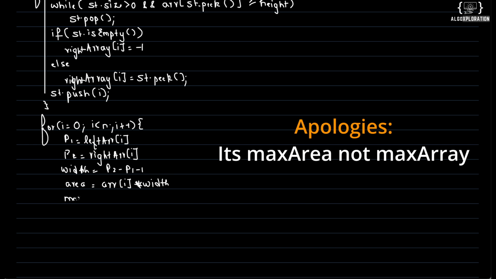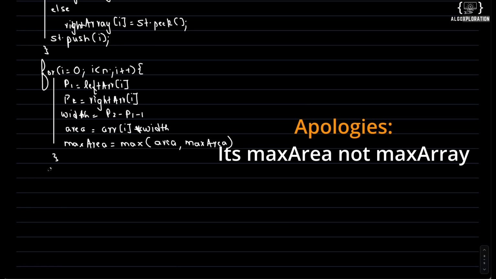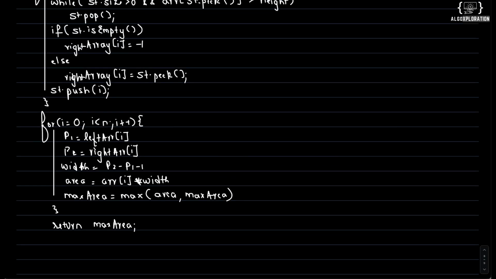So max array is equals to max of area comma max array. So over here it is getting updated, and that's it. We are done for this. So we need to return max array at last. So you can initialize the max array to 0. Okay, and over here you can use it.